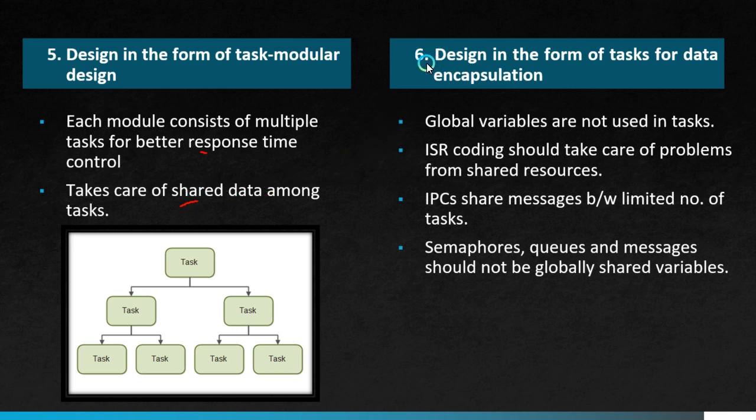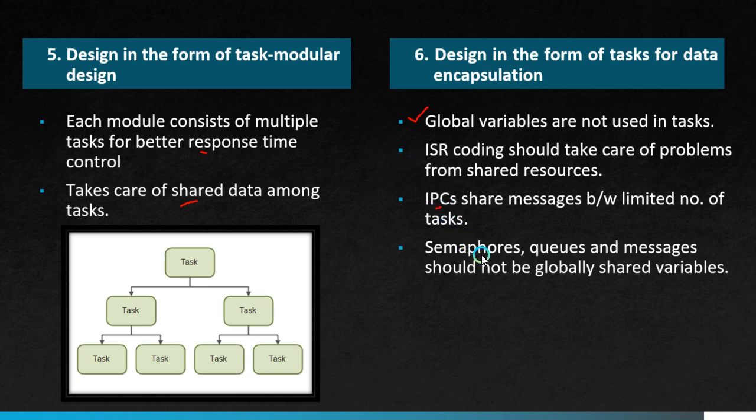The sixth design principle is design in the form of tasks for data encapsulation. So one important topic to be discussed under this principle is that global variables are not used in the tasks. That is, in processes or threads, we don't use global variables at all. Instead, inter-process communications are used to encapsulate the messages between two or more limited number of tasks.